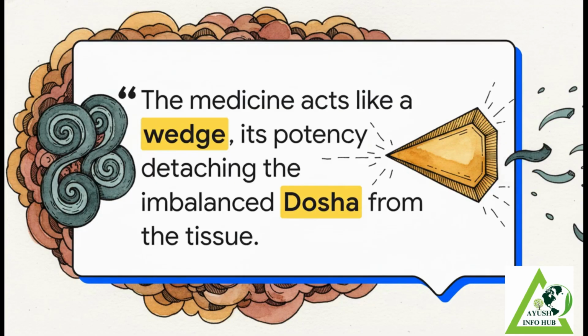And listen to this quote, because it gives you such a powerful mental picture of how these medicines are supposed to work. The problem is seen as an imbalance that's gotten itself stuck deep inside the body's tissues. The medicine's potency then acts like a wedge, physically creating separation between that imbalance and the tissue, which finally allows the body to get rid of it. It's a great visual, right?